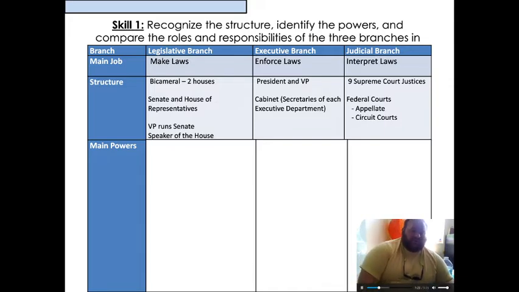Now, what you're going to do is think about what powers each of these branches has. So think back to where you find the powers, and I want you to write that down as well. Where would I find these powers listed out? What part of the Constitution would I find it written out in? So you're going to go ahead and start with the legislative branch, then work into the executive and judicial.